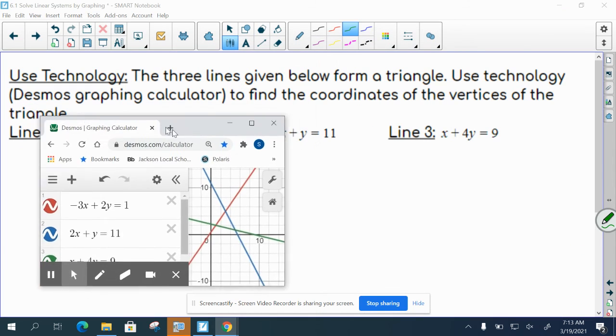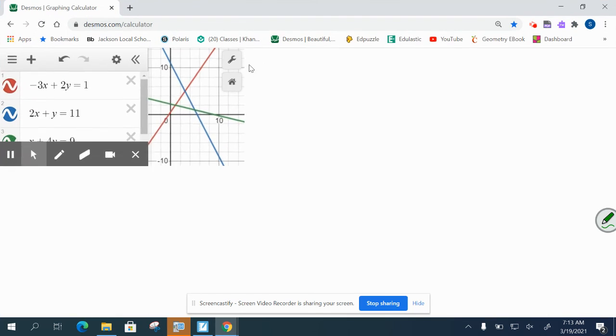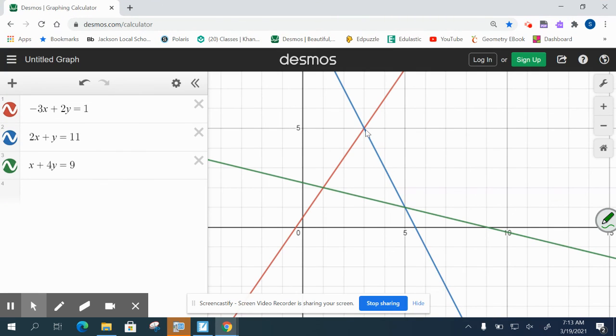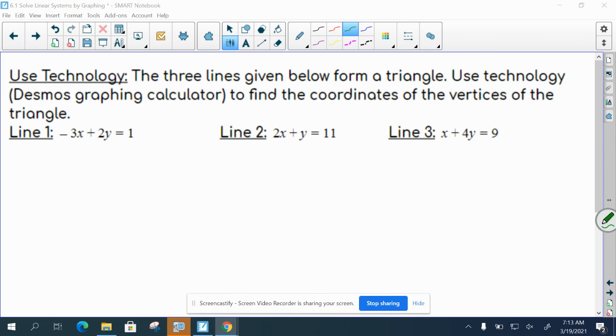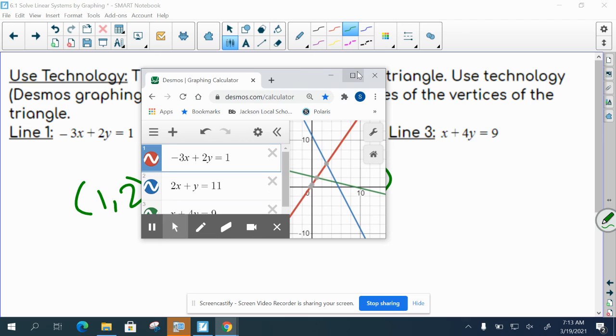So the question here is to find the coordinates of the vertices of the triangle. So this would be these 3 points where they intersect. So 1, 2, 5, 1, and 3, 5. So what was it? 1, 2, 5, 1, and 3, 5. So we'll be doing Desmos and graphing lines later after air testing in a trig project.